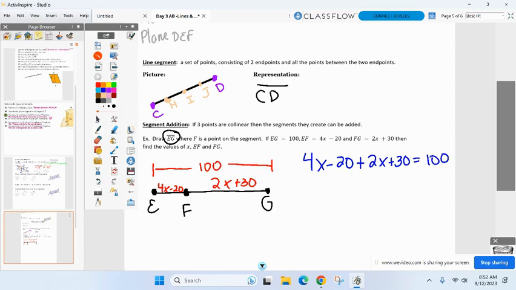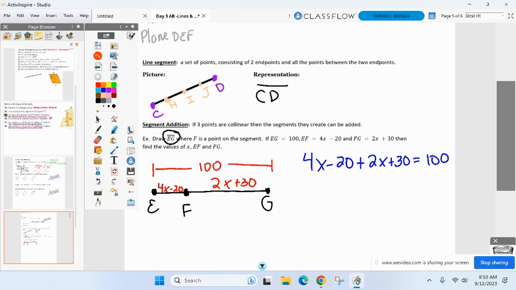I don't know if anybody tried to put 4x minus 20 equal to 2x plus 30, but we don't know these are the same lengths. So I can't set these equal to each other. That's a no-go. Everyone, are we all right here? I know for some of you it's pretty easy, but some of you are like, whoa. Do we all know how I added both together and got the whole thing of 100?